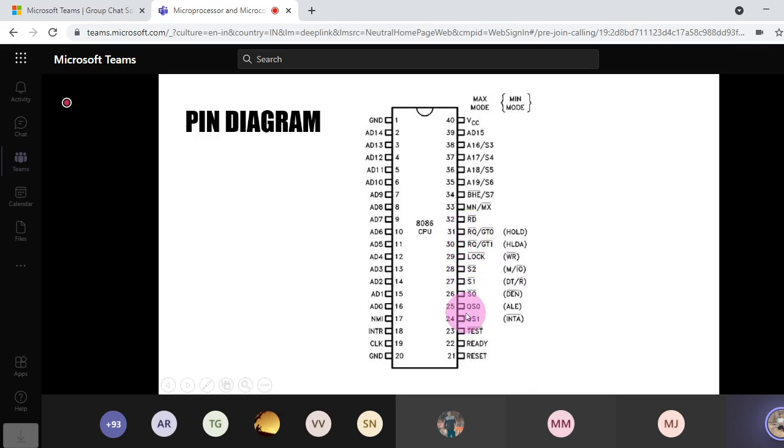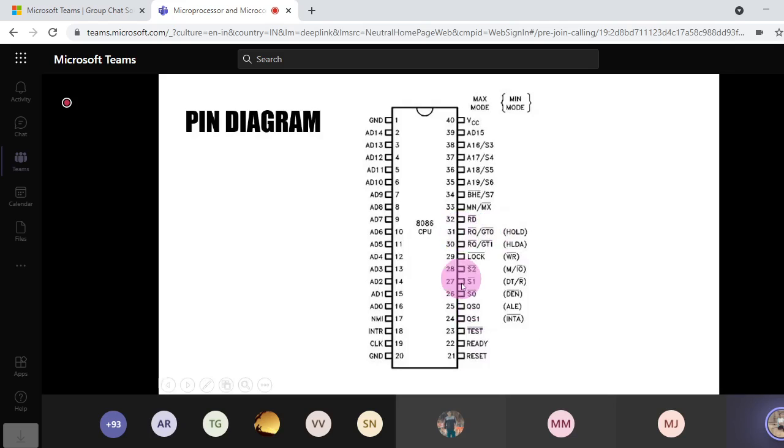So if they are not present, our purpose is to be able to generate all those signals by using a combination of these signals. For that, we will require a separate IC, because ultimately the ALE signal has to be there. If ALE is not there, then the addresses will not be latched into the external latches and you won't be able to access the externally interfaced memory.